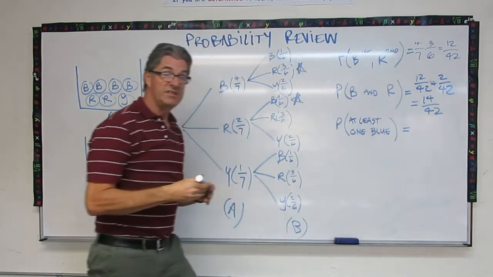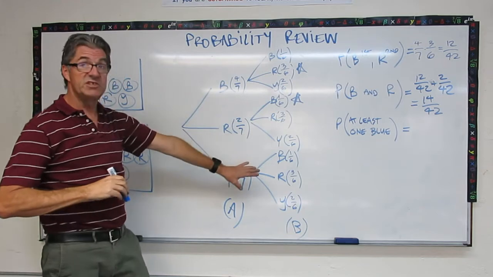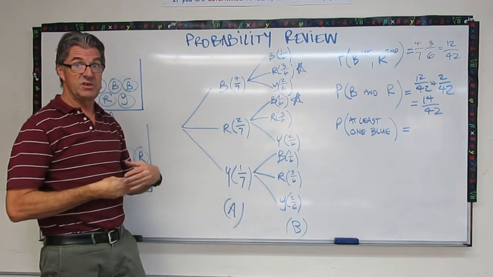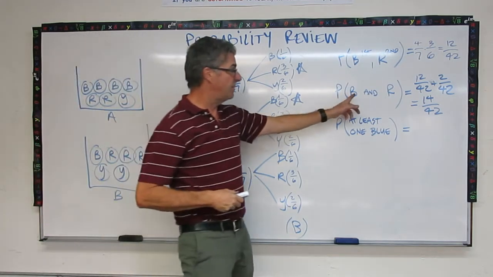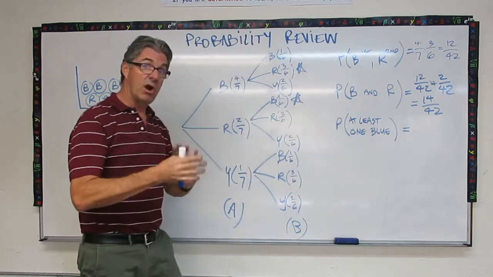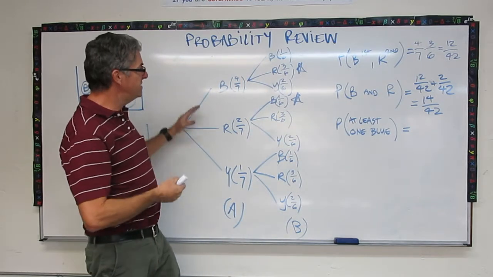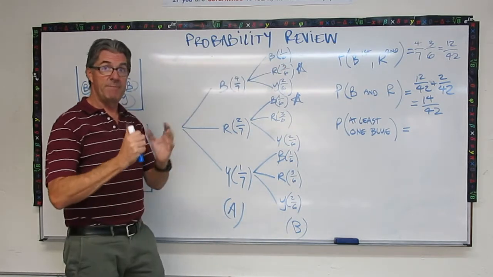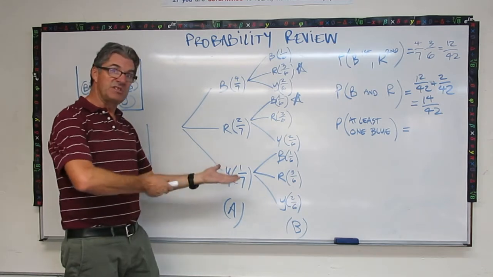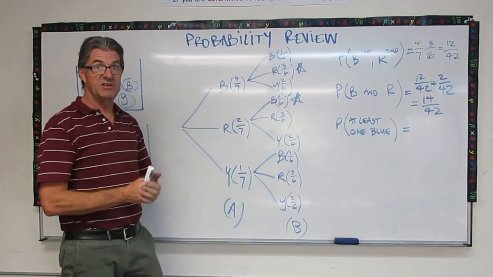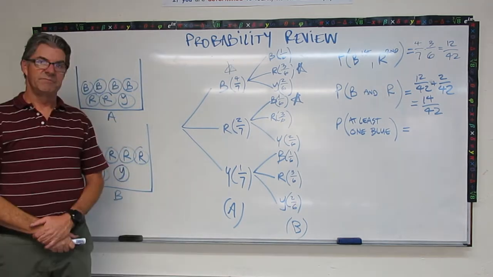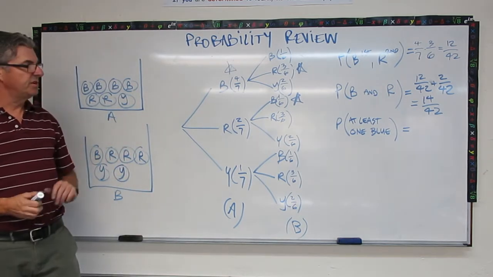So to summarize, if you have 2 branches on your tree that get you the result you're after, in this case it was just a blue and a red without regard for order, then you calculate the probability of each branch by multiplying, and then you add the results of each branch together to get the total probability. Okay, let's do this last one. This is the most confusing.